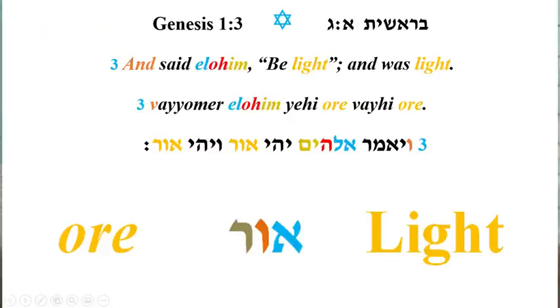Okay. Let's go to Genesis 1:3. The word or is Aleph Vav Resh. And that's the word for light. We see it in Genesis 1:3. Vayomer Elohim, Yehi Or, Vayi Or. And God said, "Be light," and light was.